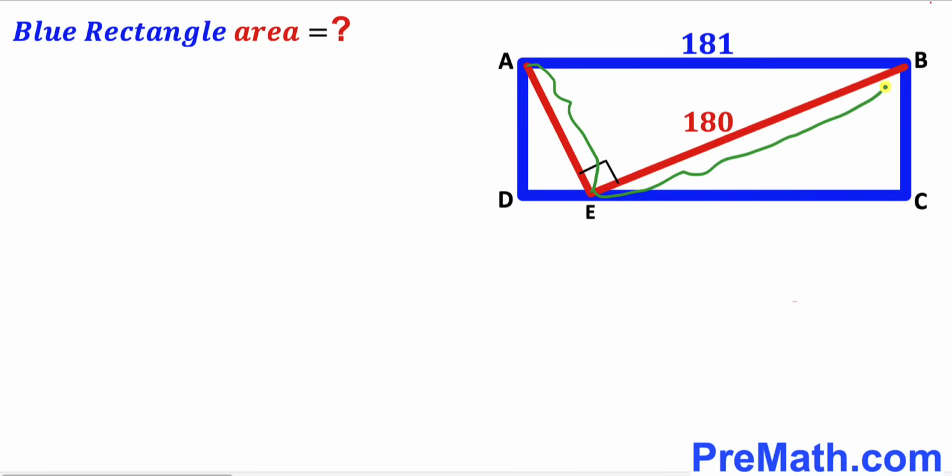This is the blue rectangle ABCD along with these two line segments AE and BE, as you can see in the given diagram, such that this angle AEB is a 90 degree angle. Moreover, the side length AB of this blue rectangle is 181 units, whereas this segment BE is 180 units. Our task is to calculate the area of this blue rectangle ABCD.